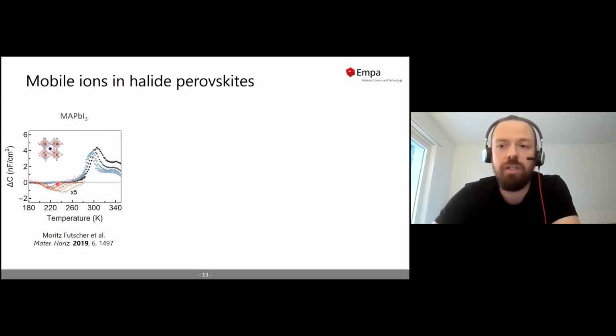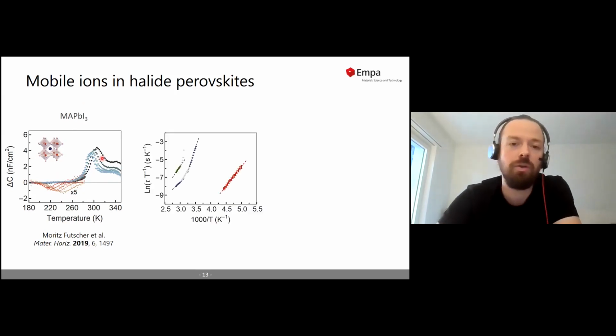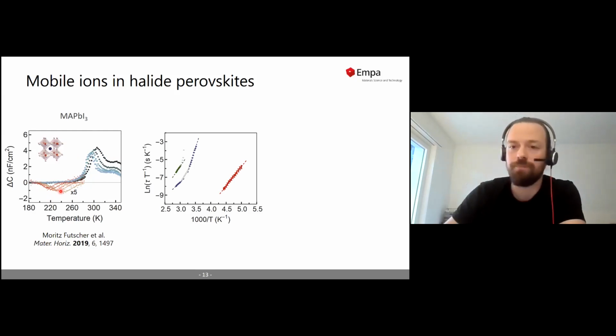And we found 3 different components. For example, for MAPI, we have 1 negative peak and 2 positive peaks. The nice thing about capacitance measurements is that the capacitance is also sensitive to the sign of the mobile species. So we have 2 differently charged ion species, negative and positive. We assigned these to iodide and methylammonium, first of all because of the sign, but also because of the results we obtained for the diffusion coefficients, which fit very well to what others have reported in the literature.